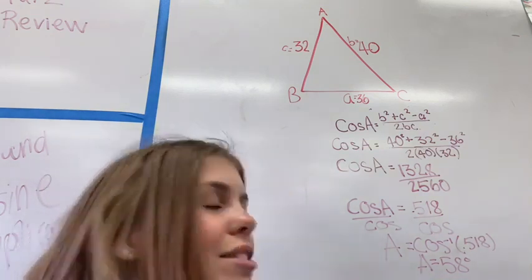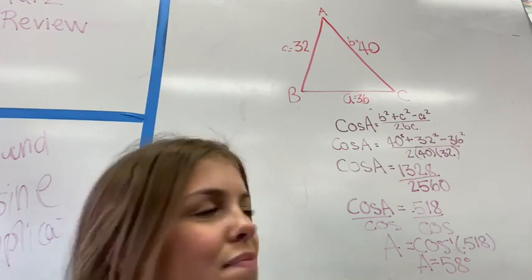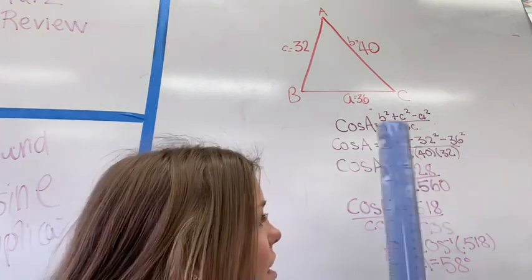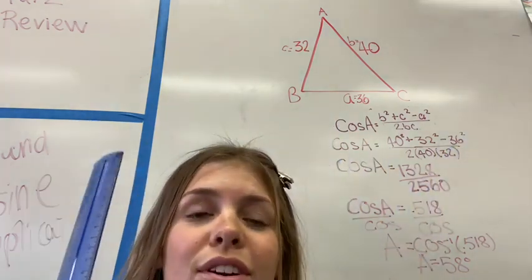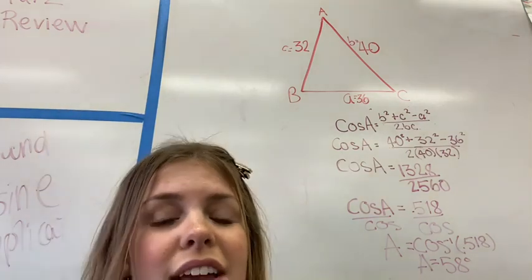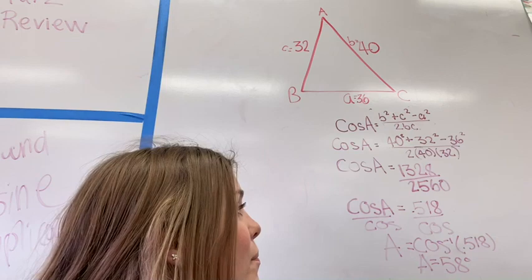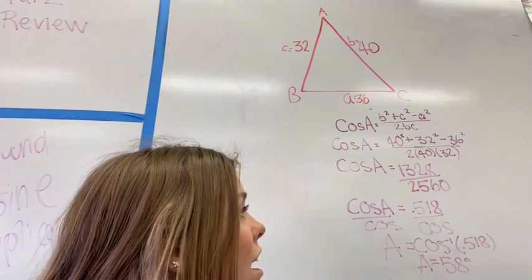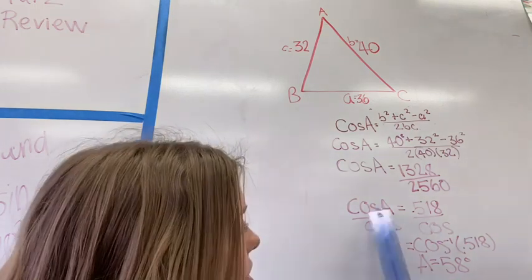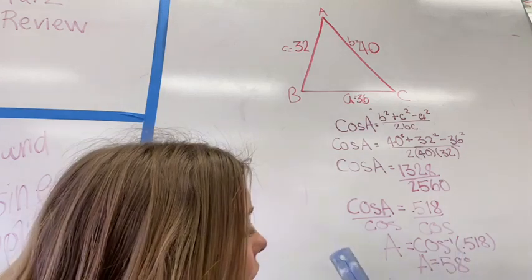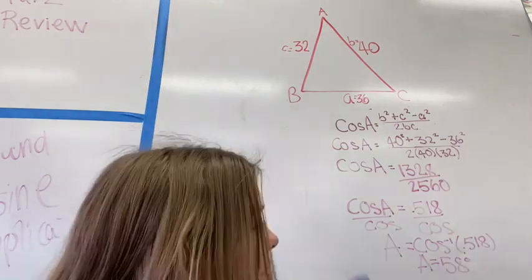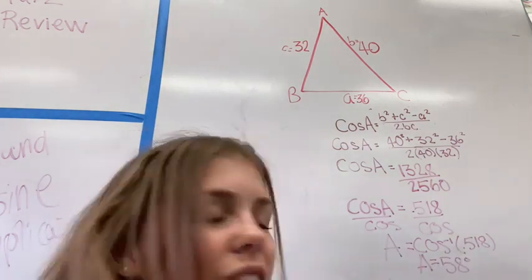So in this particular problem, I was left with 1,328 divided by 2,560. And when you divide these, you should end up with a decimal. If you do not end up with a decimal, I will show you why that matters in a second. So you're going to divide by the cosine, and you're going to get A equals the inverse cosine of 0.518.